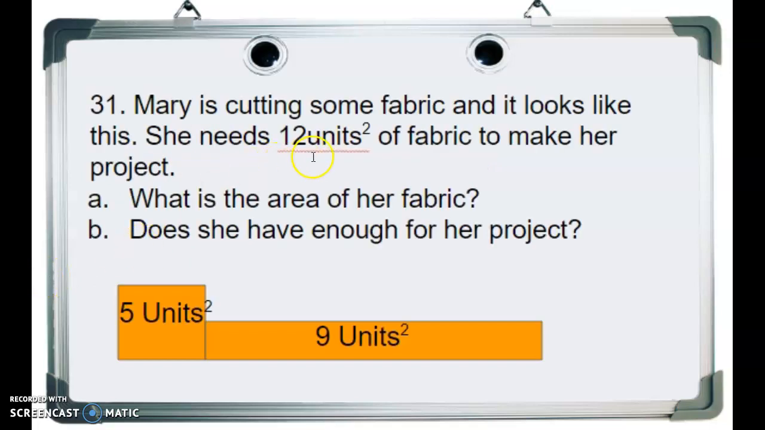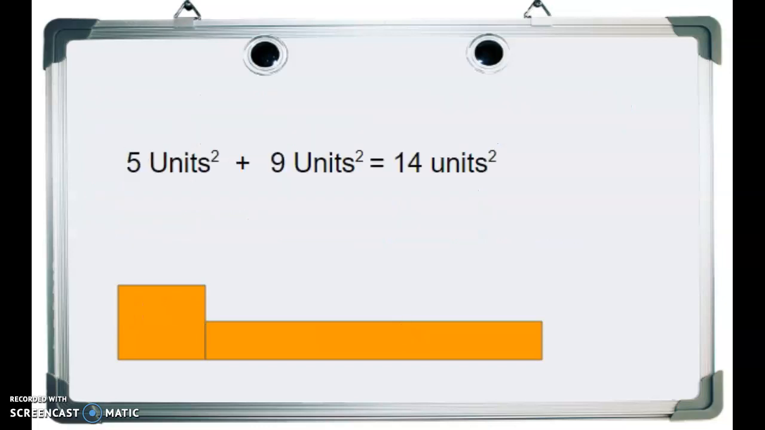Now, a lot of you are going to do this type of problem and forget the B. Do not forget the B. The B is important, and this is why. It says, does she have enough for her project? Well, if she needs 12 for her project and she has 14, does she have enough? Yeah, because she has 14 and 14 is more than 12.